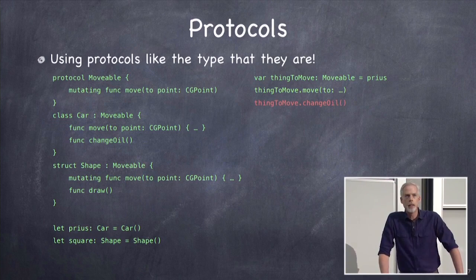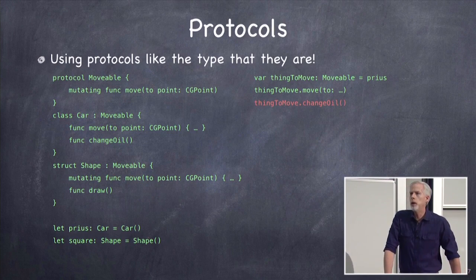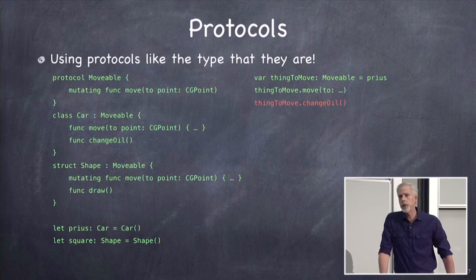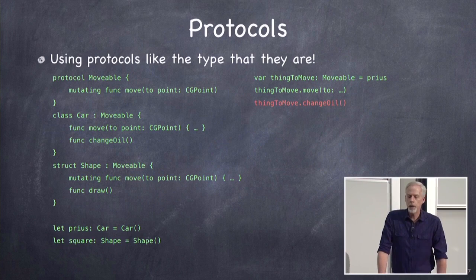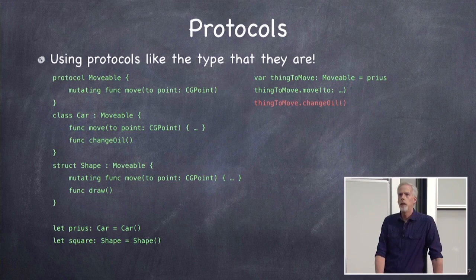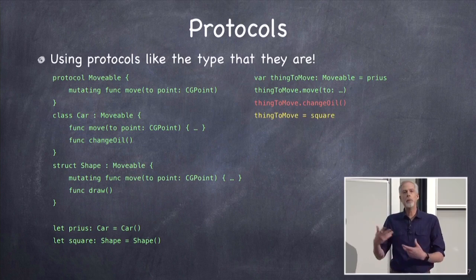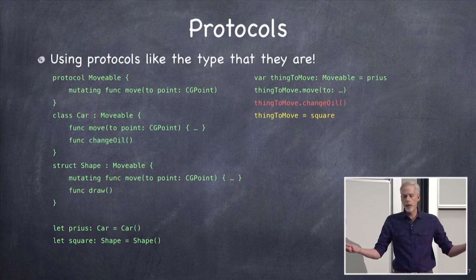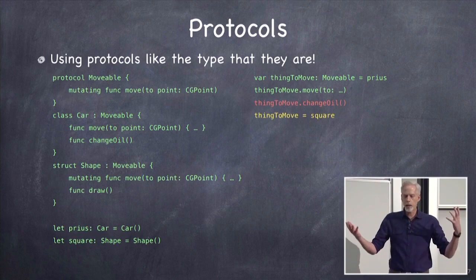However, I cannot say thingToMove.changeOil. This is the critical thing to understand. Even though I put a Prius in thingToMove, that var is not a Car, it's a Movable. And Movables don't know how to change the oil. Cars do, but Movables don't. So what matters is the type when it comes to sending the messages, not what's actually in there. Everyone understand that? Now, of course, I could also say thingToMove equals square. That's perfectly legal as well. Square is not even a class, it's a struct. It's not a Car, it's a Shape.